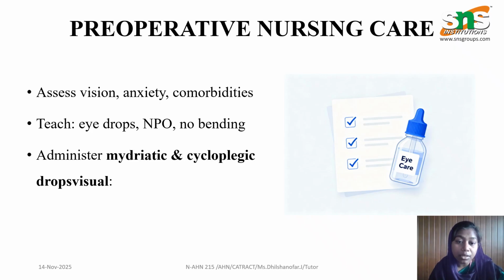Then we have to get consent from the patient, whether they are willing to do this procedure or not. Preoperative medication should be administered, and we should educate the patient to be nil by mouth for at least 5 to 6 hours. Then eye drops are administered, and educate the patient that they should not bend or do any physical activities until the procedure is completed. Medications like mydriatics and cycloplegic drops are administered.